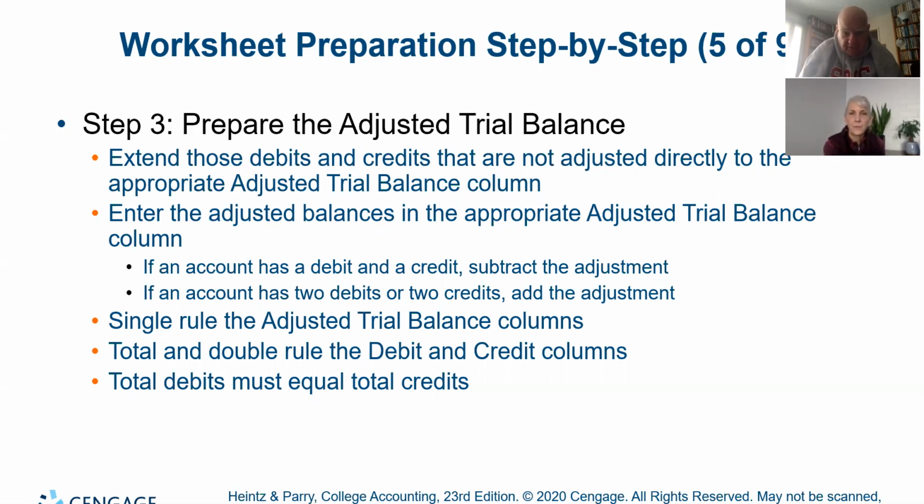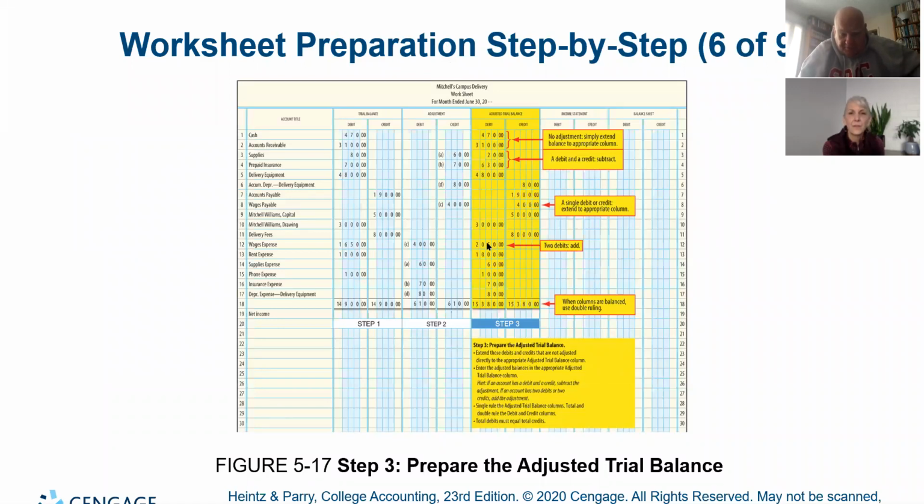So in preparing the adjusted trial balance, extend those debits and credits that are not adjusted directly, and enter the adjusted balance. If an account has a debit and a credit, obviously you take the difference. With 2 debits, you add them. I think we know that. I'm not going to worry about the ruling. They're assuming we're doing it in pencil for some reason. And guess what? Debits still need to equal credits, okay?